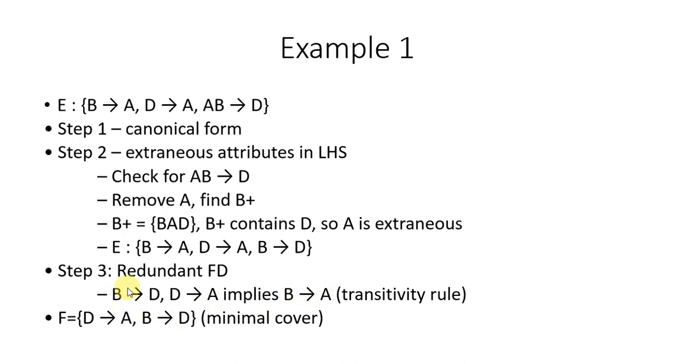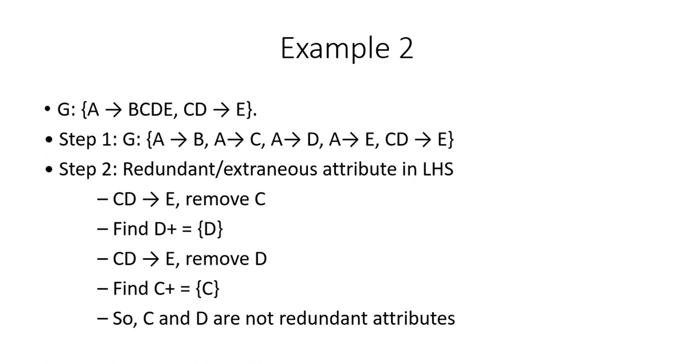Now let's look at the second example, that is another set G with A to B, C, D, E, C, D to E. So step 1, the first step, is we need to convert this into a standard form. So G is split, because the right hand side contains 4 attributes. So that is split into four functional dependencies, that is A to B, A to C, A to D, A to E, and C, D to E. Now, redundant or extraneous attribute in LHS.